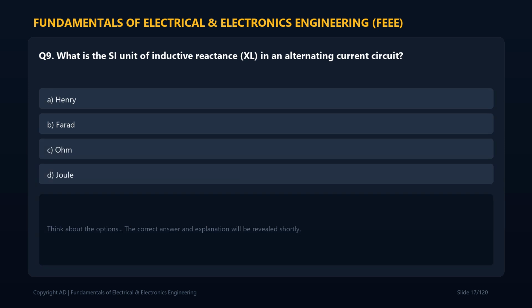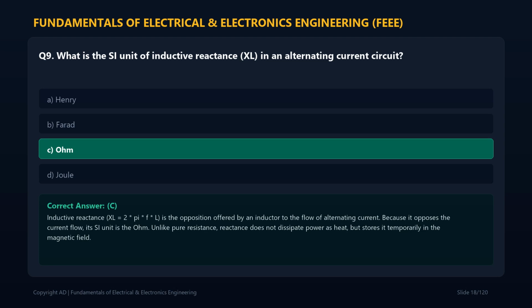Question 9. What is the SI unit of inductive reactance in an alternating current circuit? Option A, Henry. Option B, Farad. Option C, Ohm. Option D, Joule. The correct answer is C, Ohm. Inductive reactance is the opposition offered by an inductor to alternating current. Like resistance, it is measured in ohms, although it does not consume power as heat.